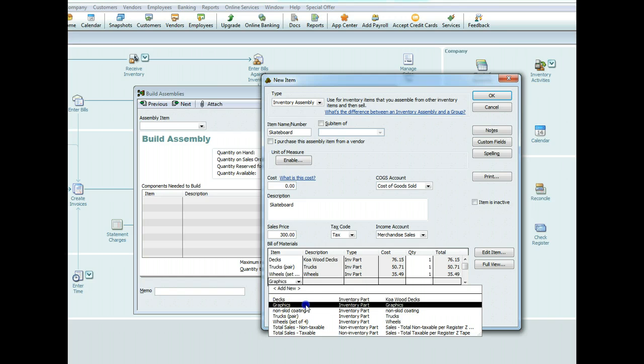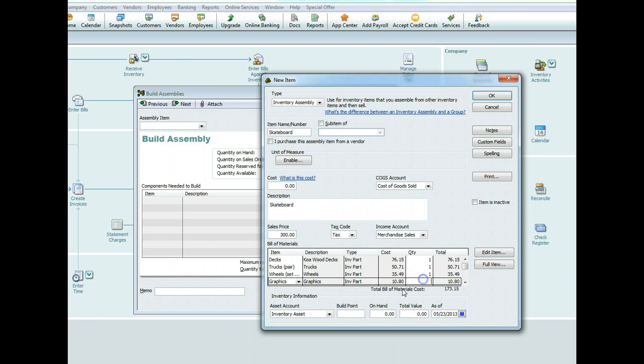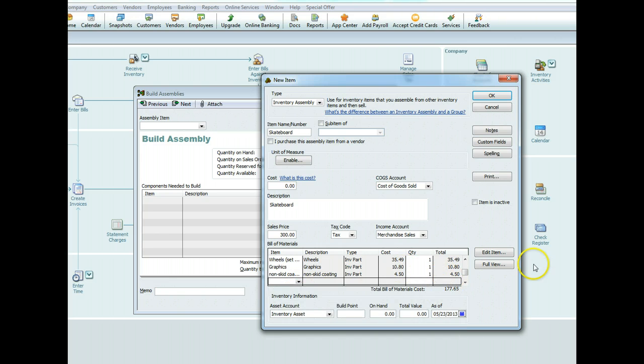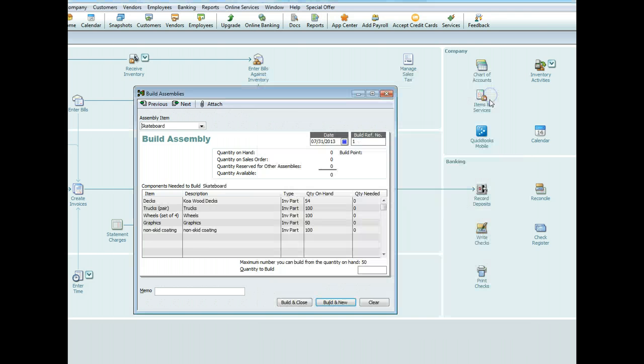We have graphics. Remember, we divided the cost already to come up with the 10.80. And then we have non-skid coating, which we came up with $4.50. Okay, did we get them all? Decks, graphics, good. So that means that our complete bill of materials is $177.65. Okay, how many can we build? Maximum number we could build would be 50.